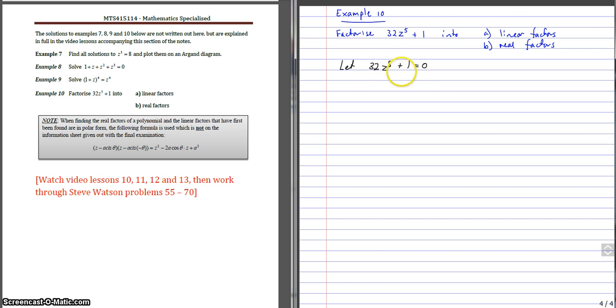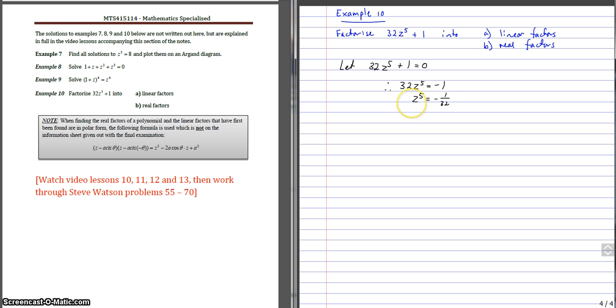So then we're going to solve for z. So 32z to the power of 5 equals -1, which means z to the power of 5 is equal to -1 over 32. So what we've created here is an equation that's a bit like some of the other problems that we've done. Okay, so we need to solve for z. We would expect there to be 5 solutions.